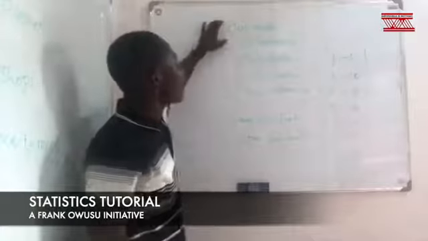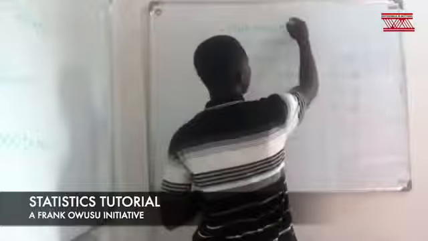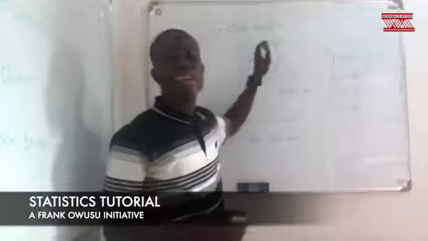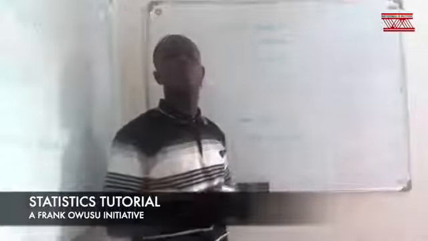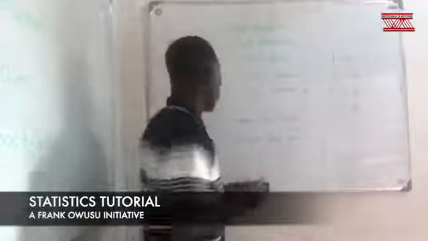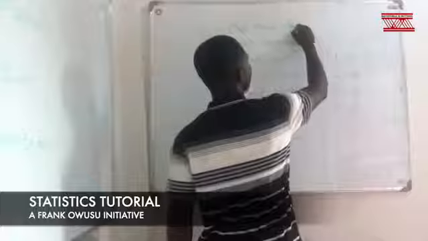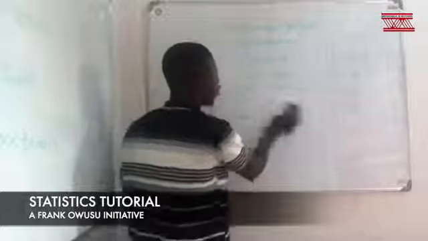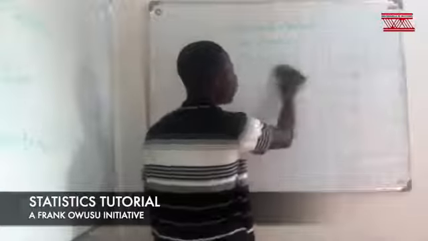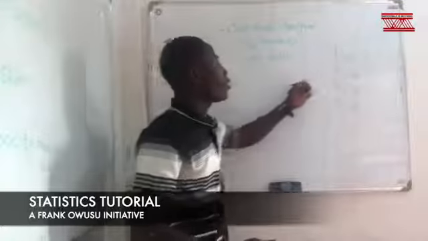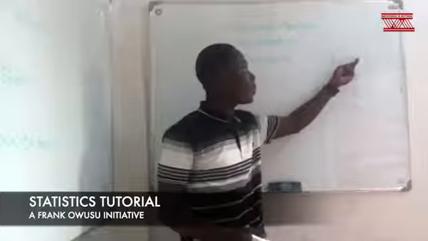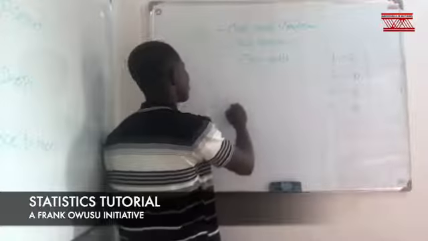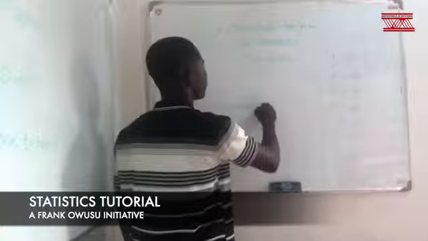Let's go to the class mark. When you are asked to find the class mark, it is the same as the midpoint. Whenever you are asked to find the class mark for a given class interval, we have a formula we use to solve for the class mark or the midpoint. When you are asked to find the class mark of a given class interval, we add the lower class limit to the upper class limit and divide by 2 to find the midpoint or the class mark.